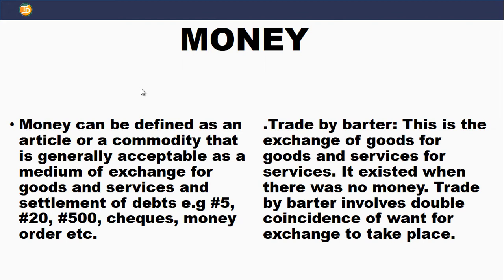Now, as we can see, money is a commodity or an article because money is being produced. It's important to know that money is being produced like other commodities. It will be wrong for you to say that money is anything. Money is something because it is being produced and it serves as a medium of exchange for goods and services. So, how did money come into existence?